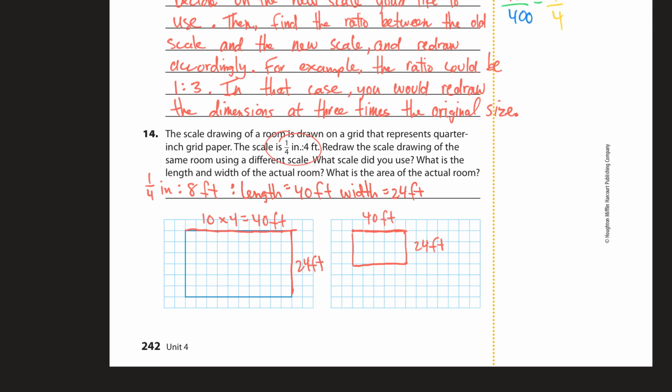And what is the area of the actual room? Area is length times width, which is 40 times 24. 40 times 24 is 960. So the area is 960, and that's all in feet, so square feet. There you go.